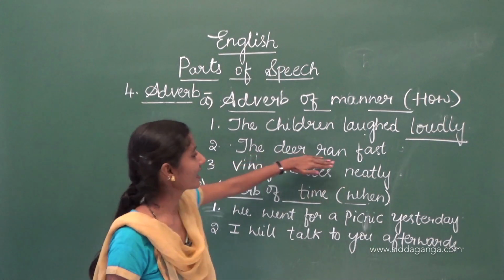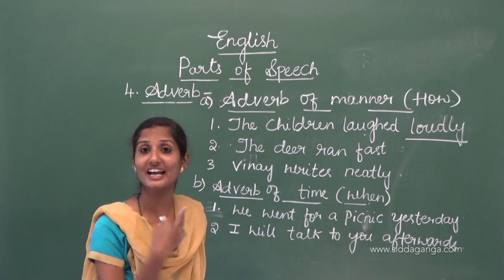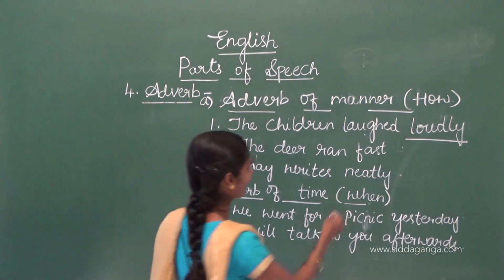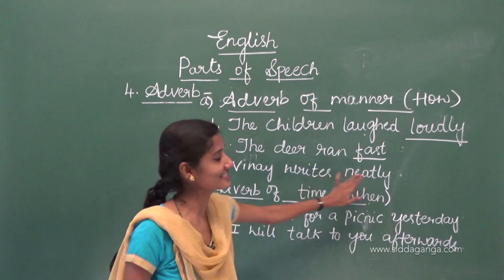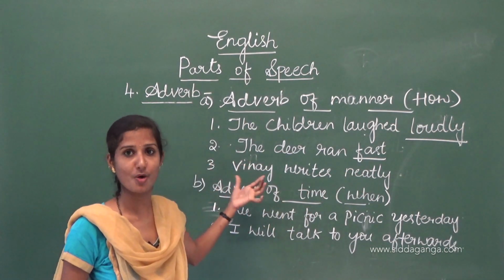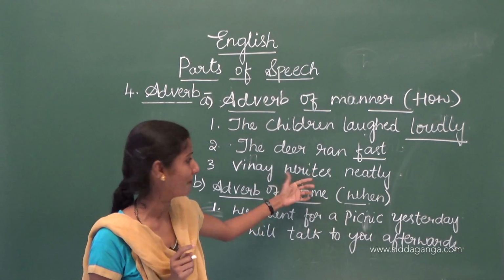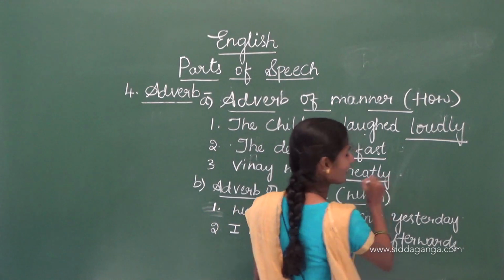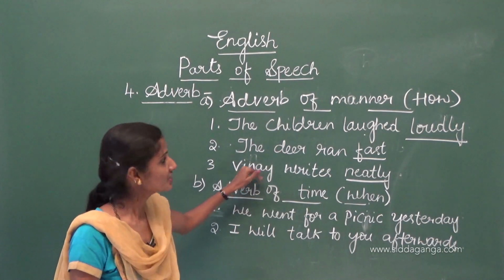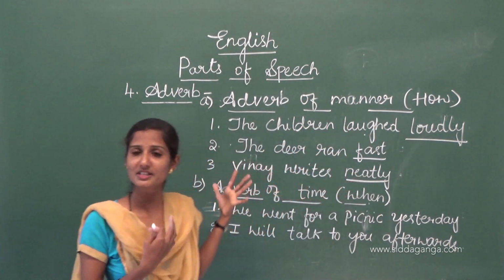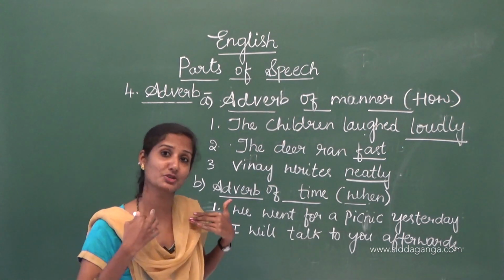Second example, the deer ran fast. Here the manner how the deer runs. Which word is telling here? Fast. Fast is an example for adverb. Vinay writes neatly. Vinay, proper noun, writes. Verb first form. It is in the present form. Neatly is an example for adverb. How Vinay is writing? He is writing neatly. So these adverbs are telling us about the manner, about the work, how it is going on.